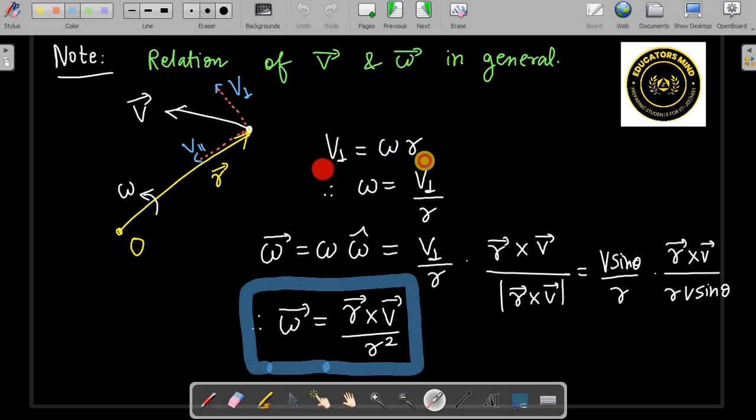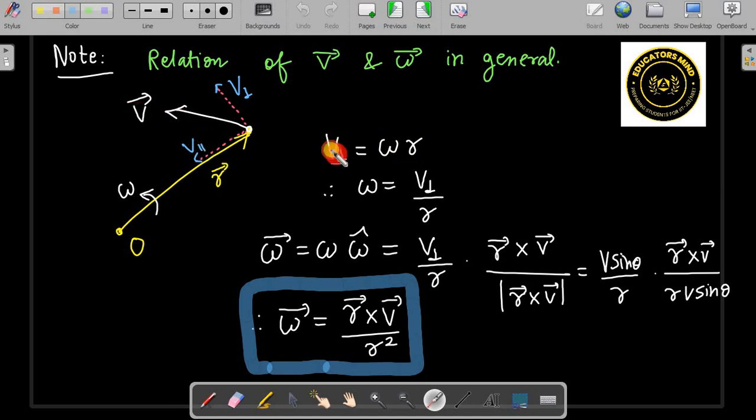So we know v equals omega r, the formula we apply in case of circular motion. If you consider the perpendicular part, that is like a tangent to the circle, right? So v equals omega r we can apply only for the perpendicular component of velocity, not for the full v vector.